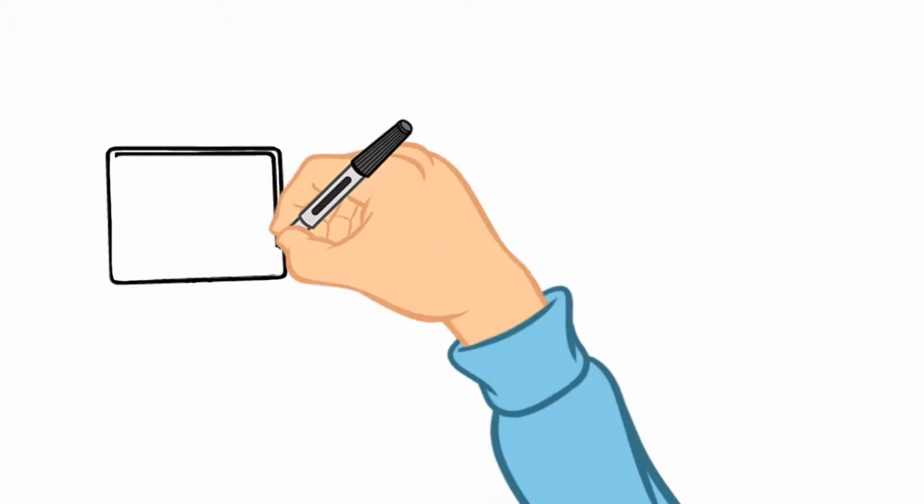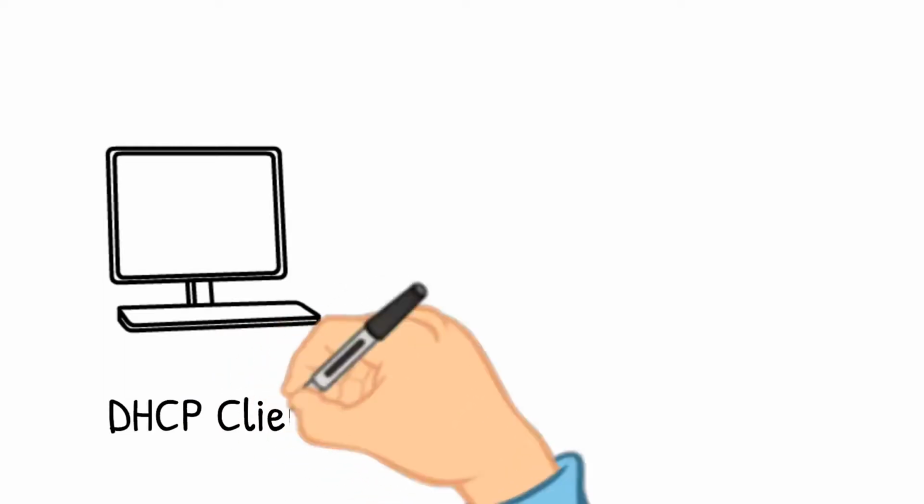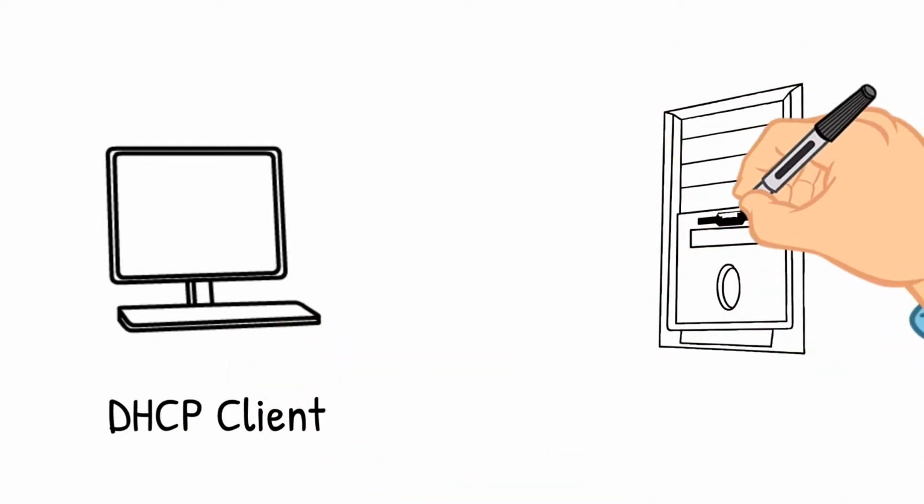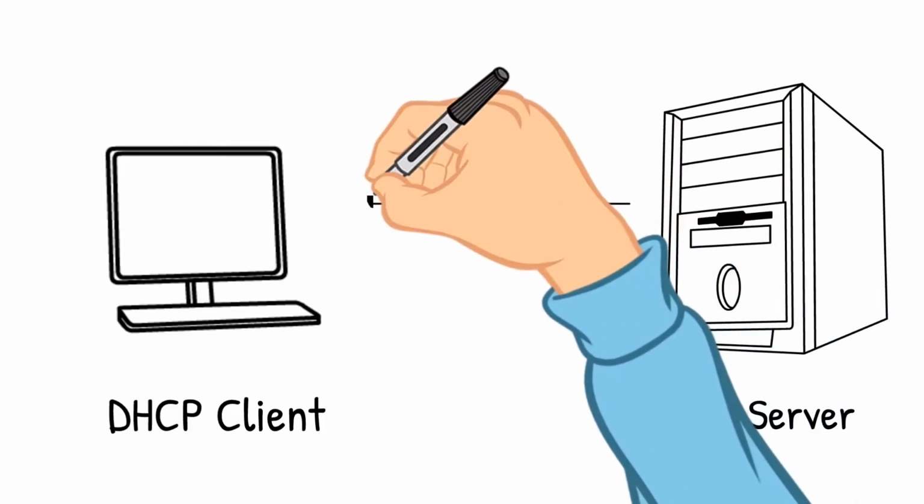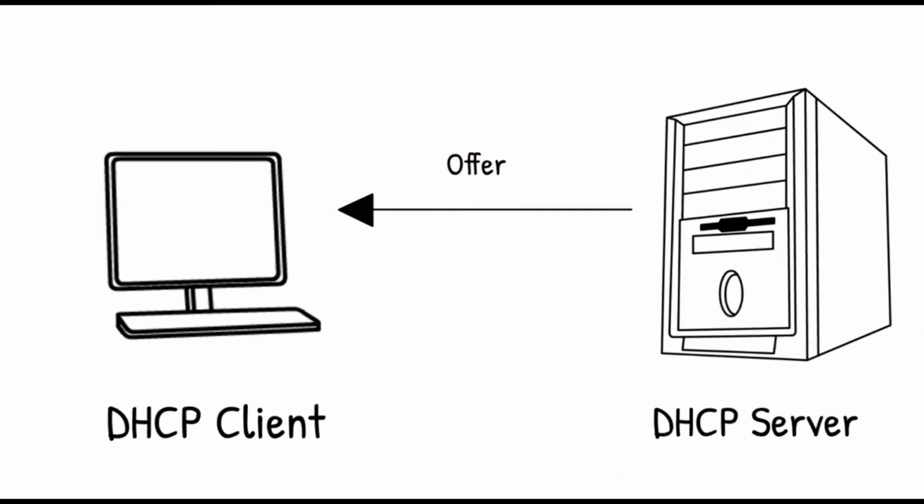As I said earlier, the next step is the offer step in the DORA process. In offer, the DHCP servers in the network send offers to the requesting client. That means in a network there can be multiple DHCP servers. As I said in the discover part, the DHCP client sends out a broadcast, so it can be received by each and every DHCP server present in that network. So each DHCP server in the network sends an offer with an IP address to that particular DHCP client.